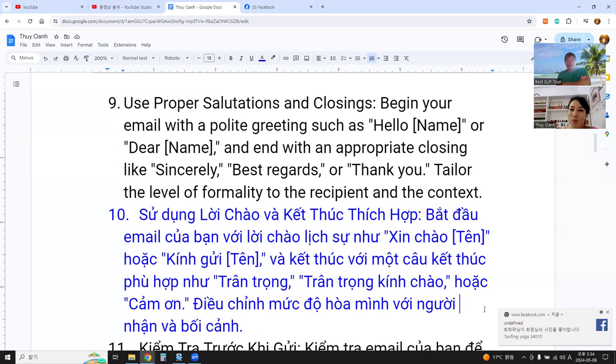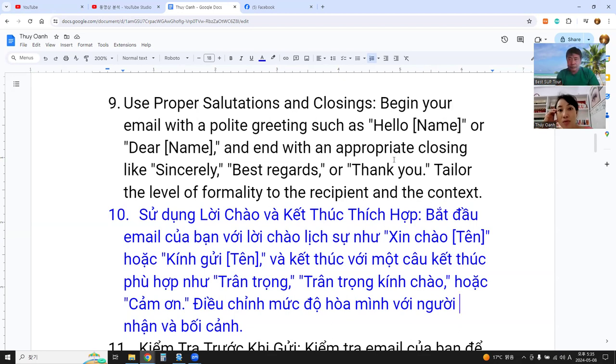Một câu is sentence. Kết thúc phù hợp means an appropriate close. Phù hợp is appropriate. Trân trọng is sincerely, and trân trọng kính chào is best regards. Cảm ơn is thank you. Then điều chỉnh mức độ hòa mình với người nhận và bối cảnh.